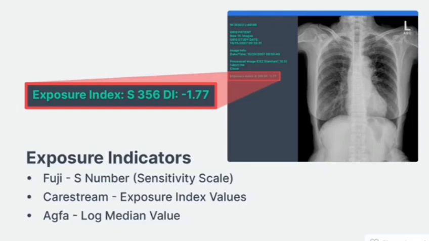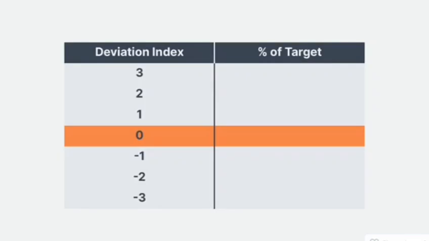Fuji uses the S number, or sensitivity scale, to indicate the exposure. Carestream uses the exposure index values, and AGFA uses the log median value. All of these number systems are really very different. Fortunately, all vendors also use a universal exposure indicator called the deviation index, or DI. The deviation index describes the difference, or deviation, between the ideal receptor exposure and the actual receptor exposure.